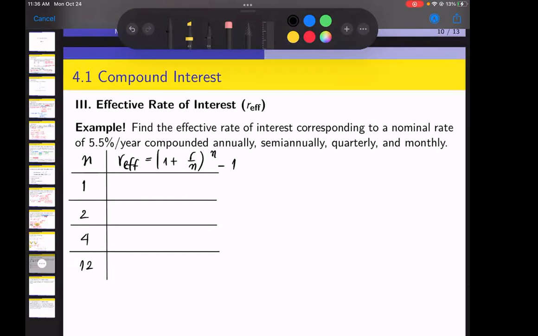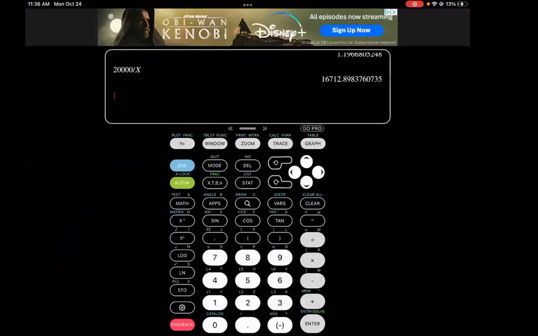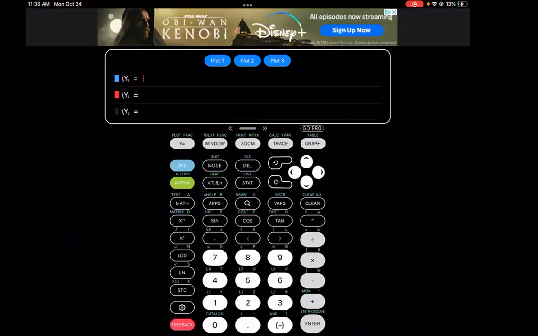I'm going to use the calculator. I'll show you how to do this. So first, I want you to go to Y equals. Whatever you have there, figure it out, and plug in your formula. 1 plus a fraction, Alpha Frac. 5.5%, how would I change it into decimals? 0.055, right? You can just divide it by 100.